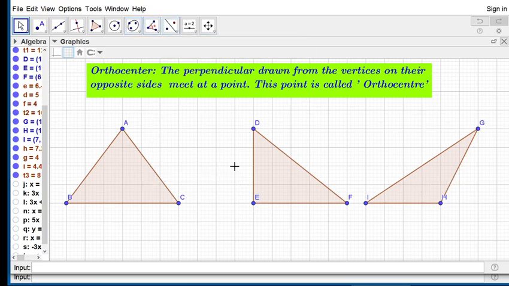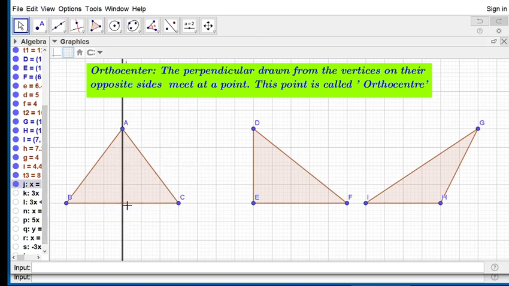Here I have taken three types of triangle, dear students. Now we have to check whether the orthocenter lies inside the triangle in all types of triangle or not. Next, what is the orthocenter? For that I will show you the orthocenter and its location. Let me highlight it first. I have to draw the perpendicular from the vertices on their opposite sides. Yes, I have already prepared it.